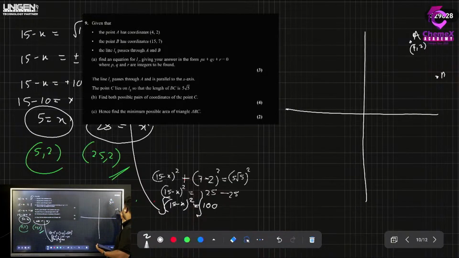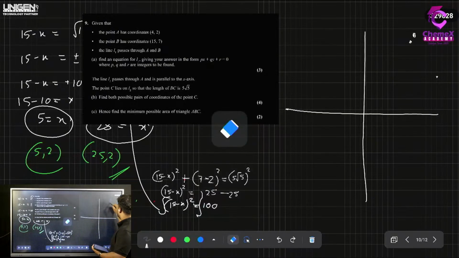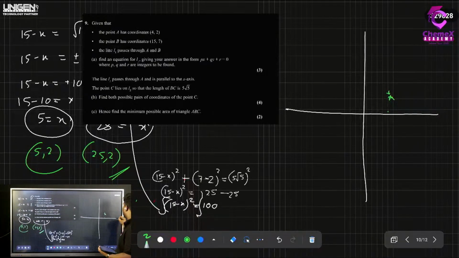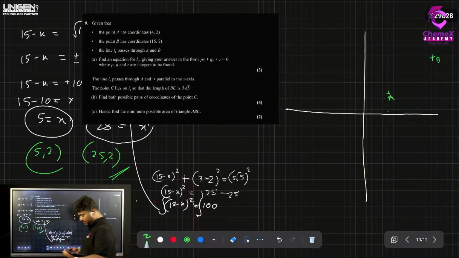Then I'm wrong. So if I label A, it's wrong. Yeah. So let's label it like this: 4, 2 somewhere here. That's A. And 15, 7 somewhere here. That's B. Then A B C. C was what? What's C? We just found the C coordinates. One was 5, 2 and another one was 25, 2.